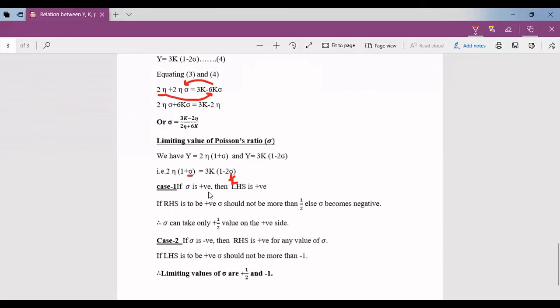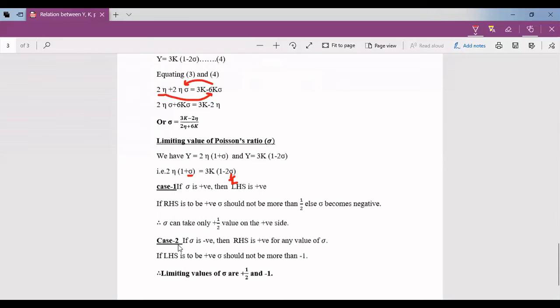The LHS is positive. For the RHS to become positive, the sigma value should be less than half, so half is the limiting value. If you substitute less than half for sigma, then the RHS will become positive. So this is case 1. In case 1, sigma can take only up to plus half, so that the value on the right side will be positive.